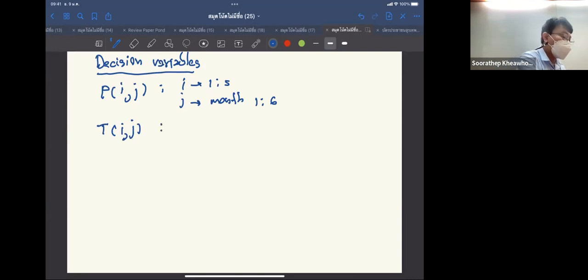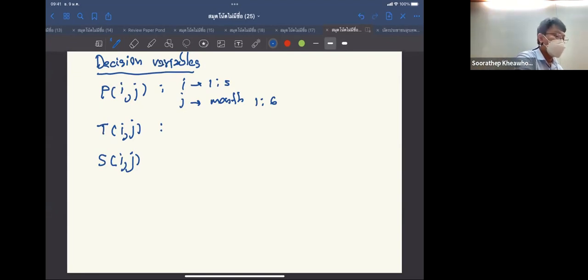And what else? We have S_IJ. S_IJ is, yeah, process and sell. We have to refine it, blend it, and sell it. Right? So this is the amount of each type of oil that we refine. Okay, and blend it and sell it. All right.